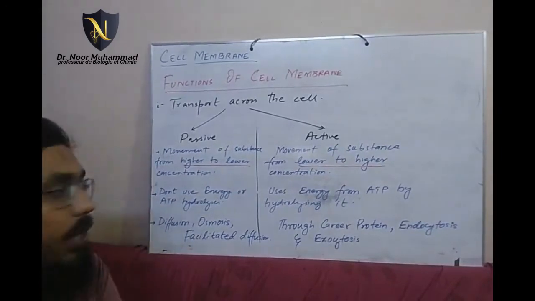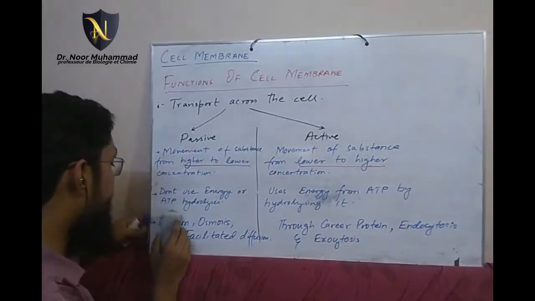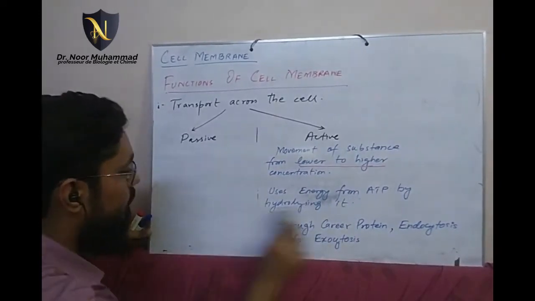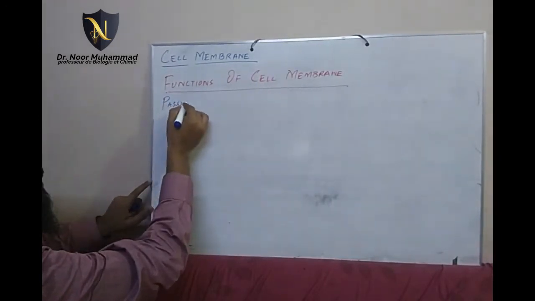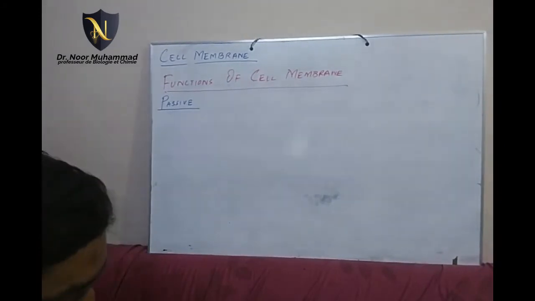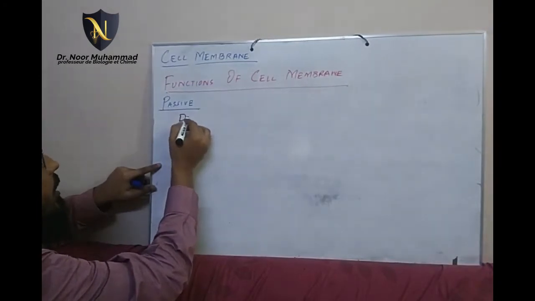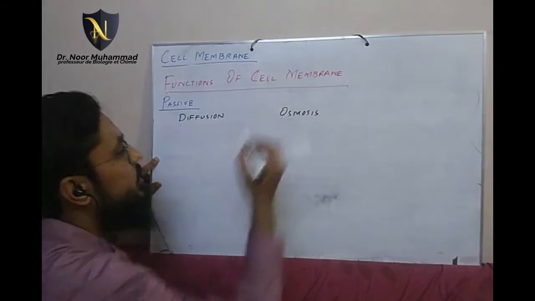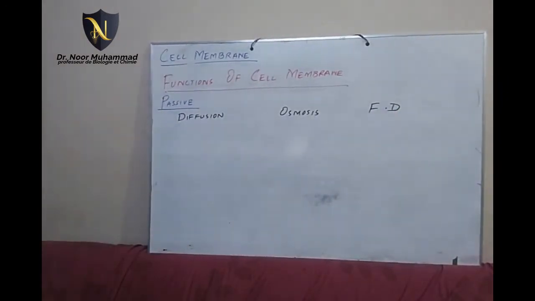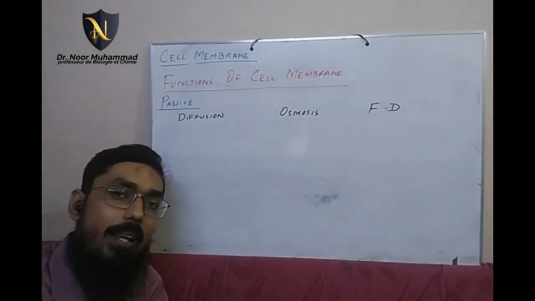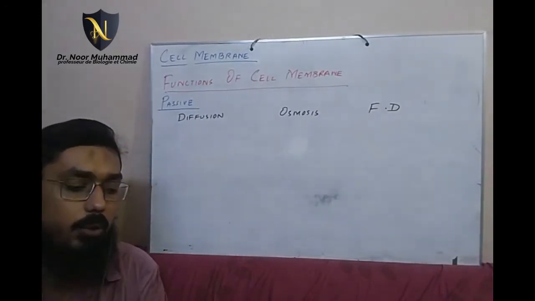Okay guys, you must have noted down the points. So now let's begin the discussion on passive transport. अब हम बात करेंगे passive transport के बारे में. Okay guys, I have told you already that passive transport occurs by three modes. Number one is diffusion. Number two is osmosis, and number three is FD. What is FD here? Facilitated diffusion. Number one is diffusion, number two is osmosis, and number three is facilitated diffusion.